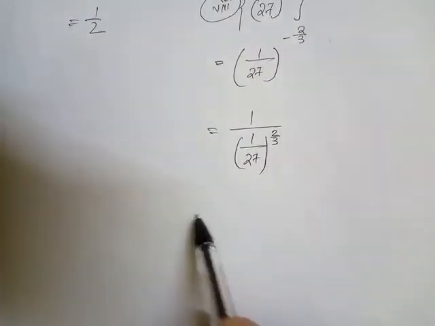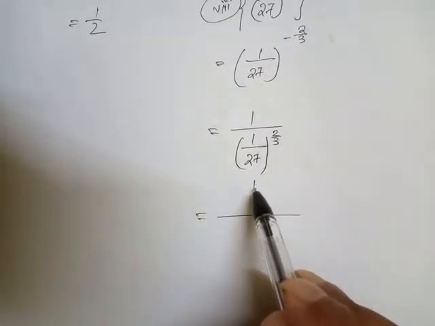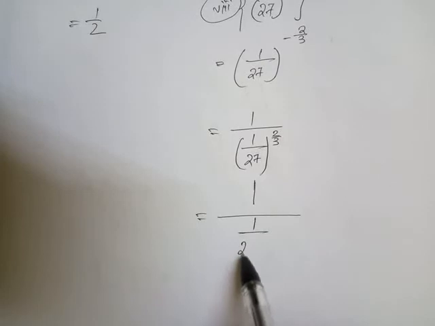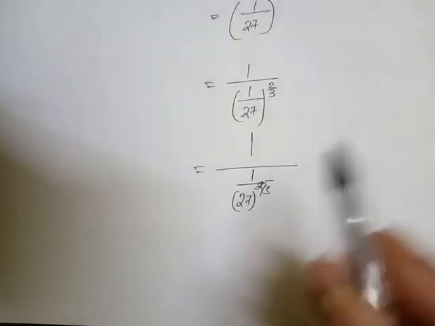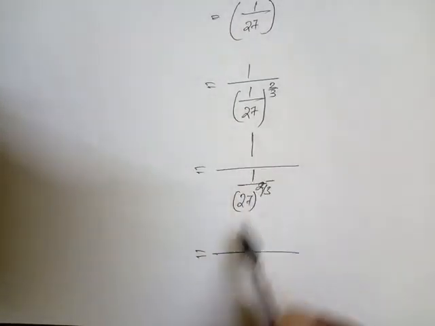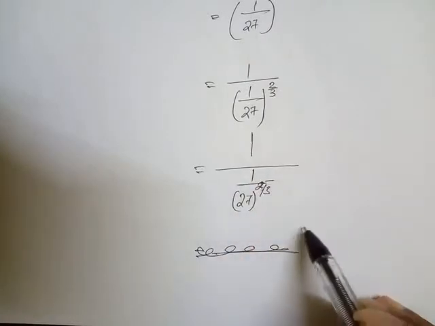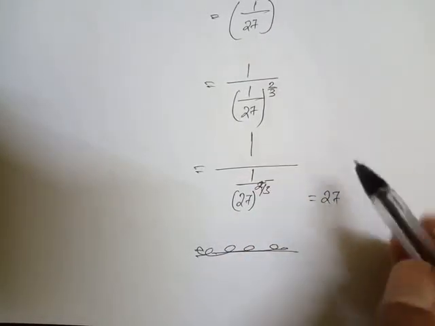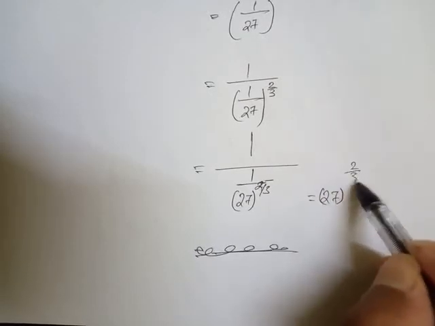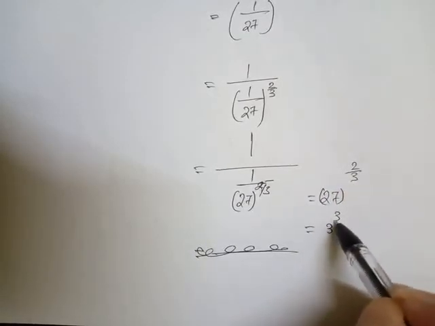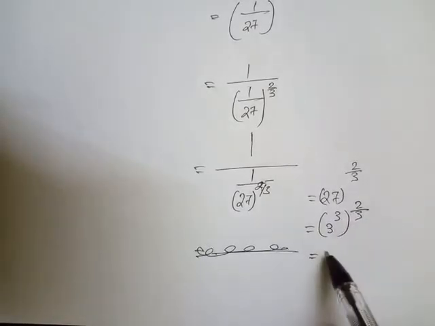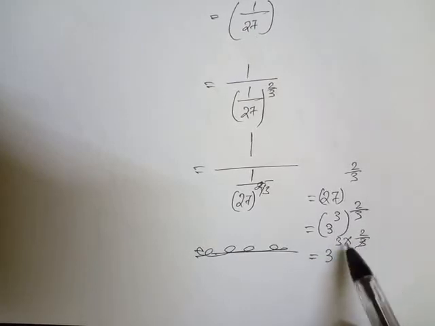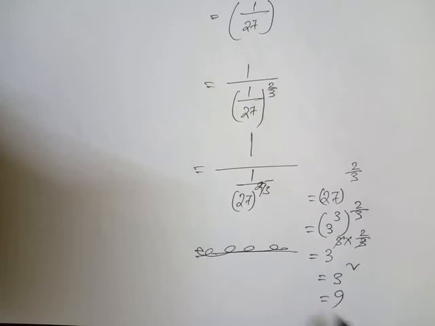Now look here again, this can be written as 1 by 27 whole to the power 2 by 3. Now 27 means 3 cube, so this will go on reciprocal, so 27 whole to the power 2 by 3. Now 27 means 3 cube whole to the power 2 by 3. Now removing the brackets, 3 cube into 2 by 3, cancel these two, only 3 square is the answer, 9. This is the answer of Roman 8.